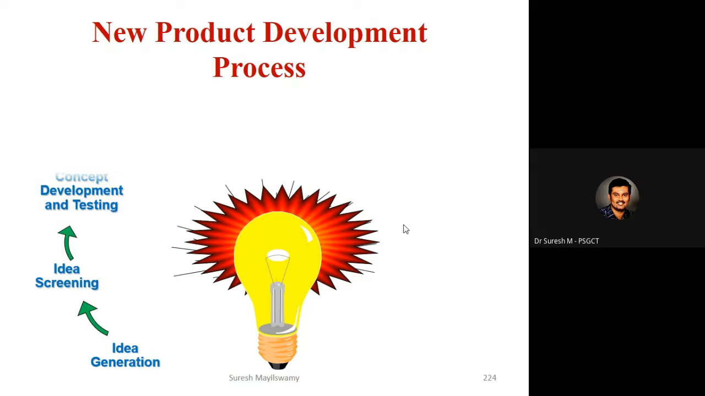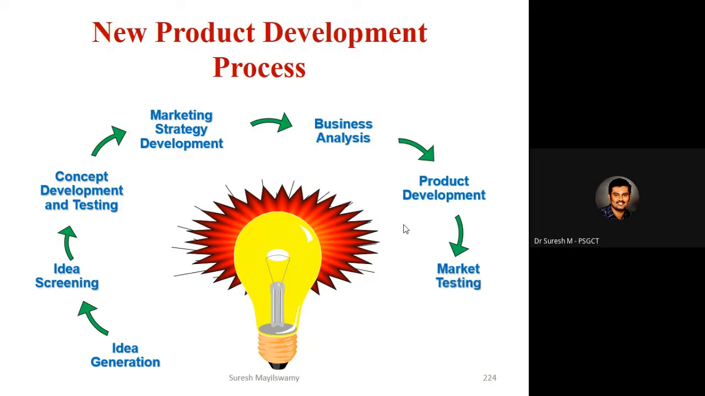So considering the product development cycle, you all know idea generation is the first stage, and then screening the idea, concept development and testing, marketing strategy development, business analysis, product development, market testing, and commercialization. So these are all the stages of the new product development process.